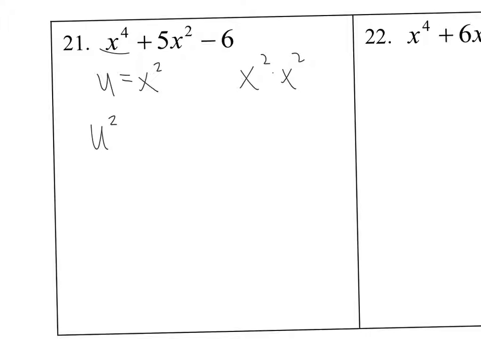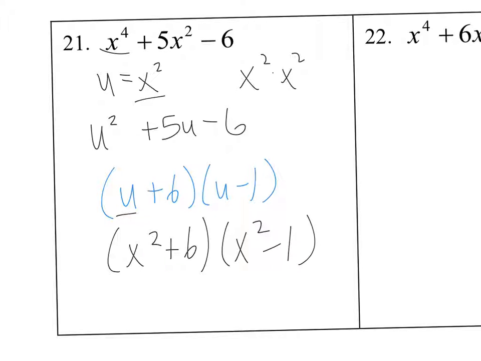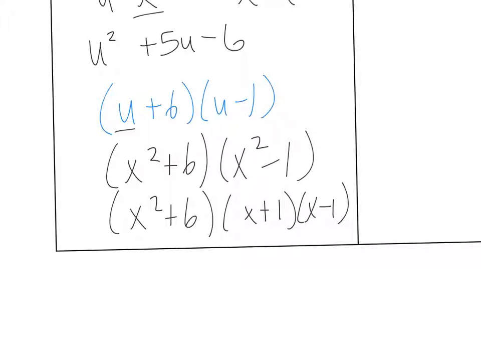So now I have u squared plus 5u minus 6. I'm factoring this out. So all I did was just change my variables. So watch, this factors into u plus 6, u minus 1. And at the very end, I know that u is x squared, so I have x squared plus 6, x squared minus 1. Now I can take this polynomial even further because this x squared minus 1 factors into x plus 1, x minus 1.